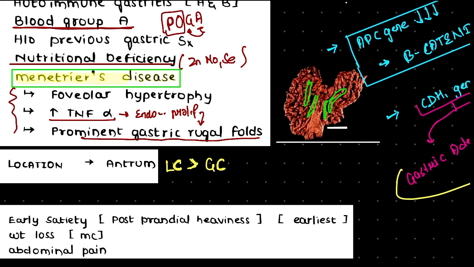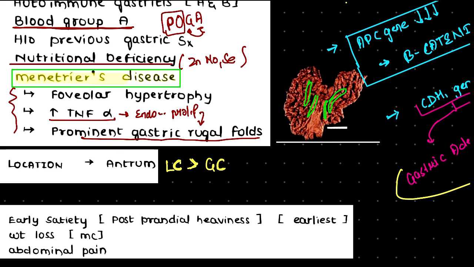If there is no mention of any history and the question is simply asking about the location of adenocarcinoma of the stomach, then we will just mention antrum, lesser curvature and greater curvature, going according to priority. But if there is a history of pernicious anemia mentioned in the question, then this adenocarcinoma will mainly involve the region of the body and fundus.